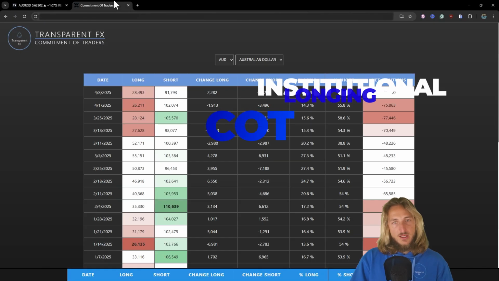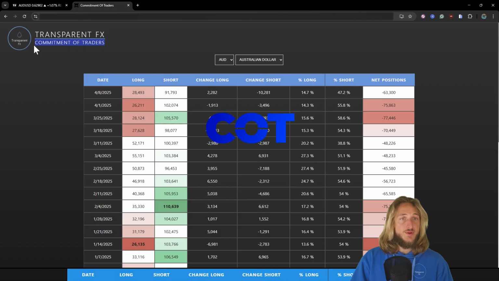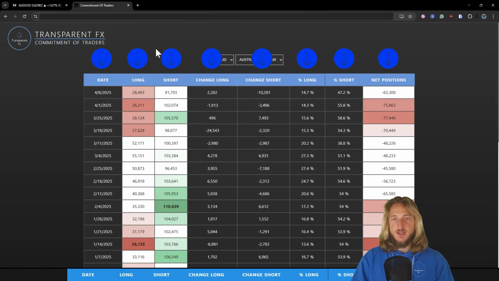Speaking about institutional longing, let's go and see what we have when it comes to the commitment of traders, so what the big players in the market are doing.